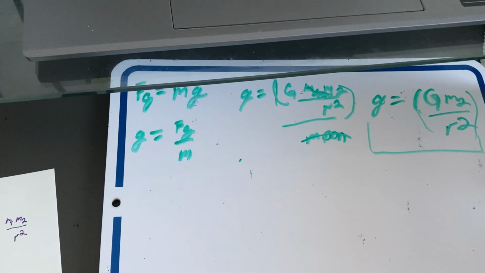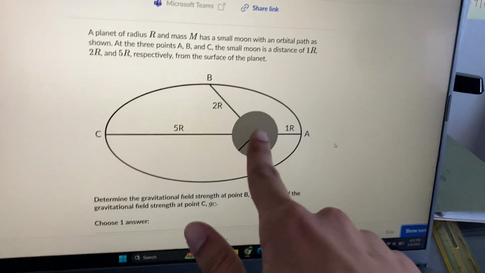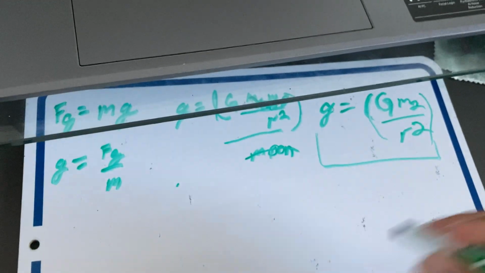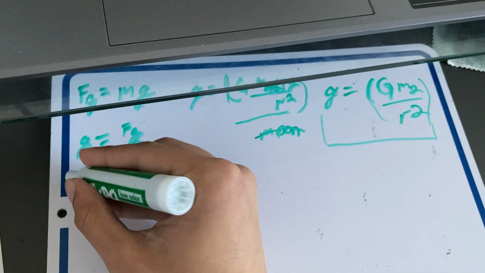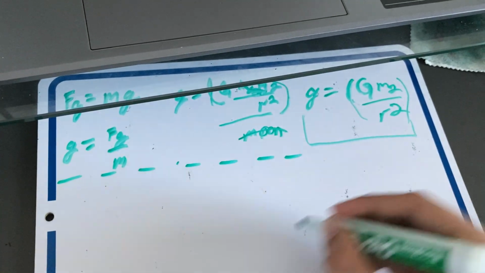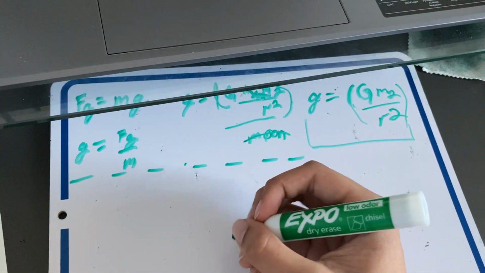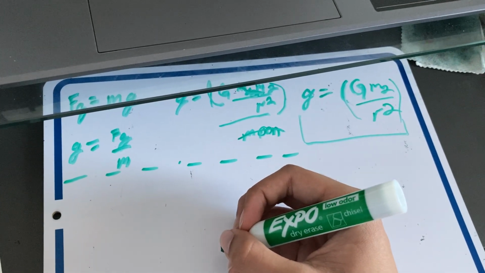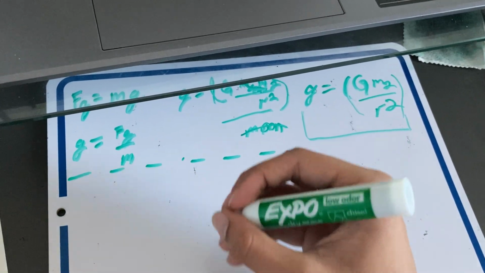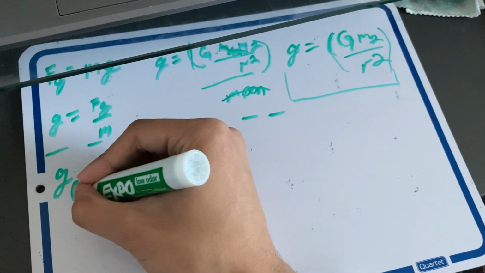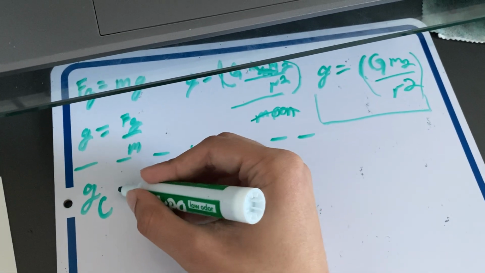Okay, wait, I was kind of wrong. So this thing is the moon. Whatever, it still doesn't matter. So what we're now going to do is continue finding the gravity. Now we need to find GC as well as GB, but first let's find GC.